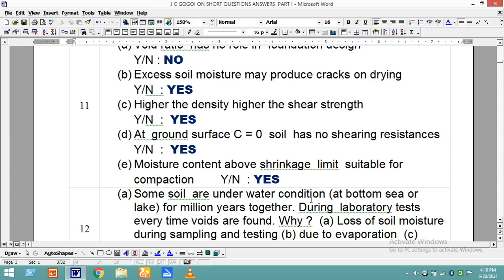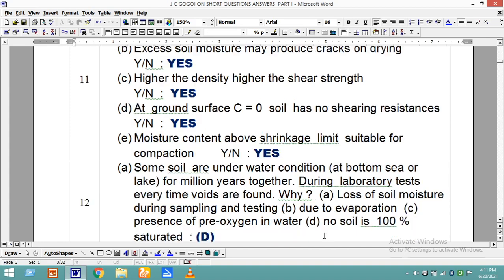Some soil is under water at the sea bottom or lake bottom for millions of years together. During laboratory tests, every time voids are found. Why? Given the loss of soil moisture during sampling and testing due to evaporation, and the presence of free oxygen in water, no soil is 100% saturated. Answer is no soil is 100% saturated. There is some amount of air. Soil is a constituent of three materials: solid, water and air. So there is some amount of air, so soil is not 100% saturated.